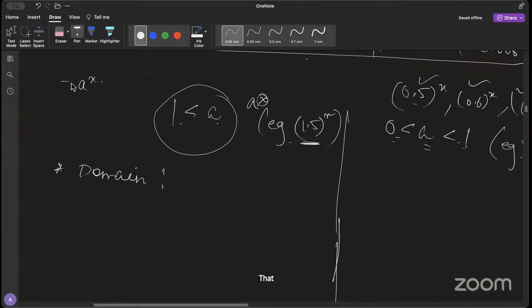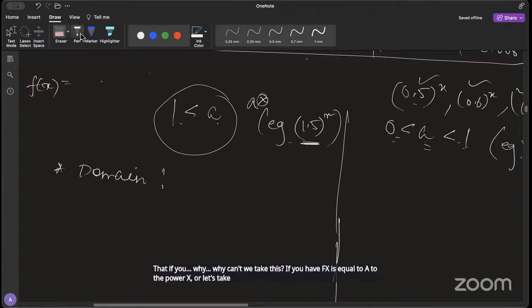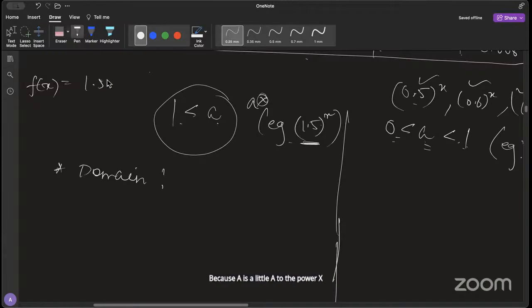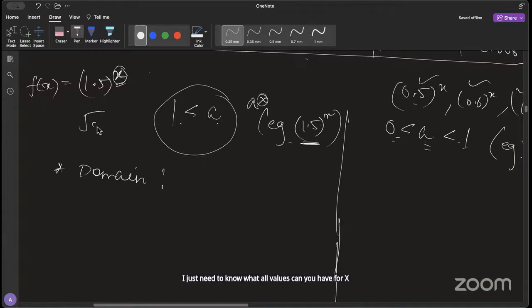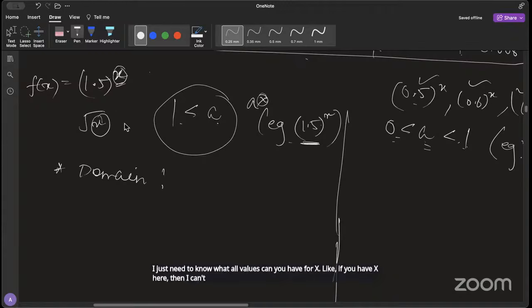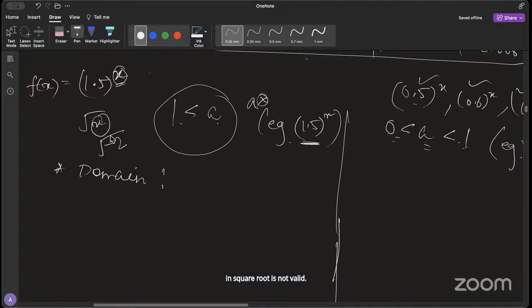Why can't we take this? If you have f(x) equals a to the power x, or let's take, because a is confusing, let's take 1.5 to the power x. I just need to know what all values you can have for x. Like if you have the square root of x, then I can't take x negative, right? Because it's not valid. The square root of minus 2 is not valid. That's why minus 2 is not in the domain of the square root of x. So that's the question here. What all values can x take?